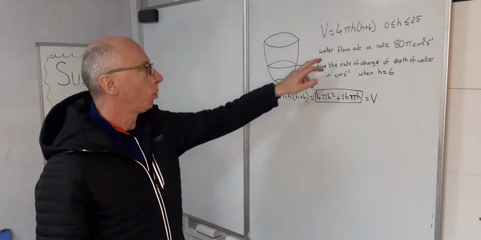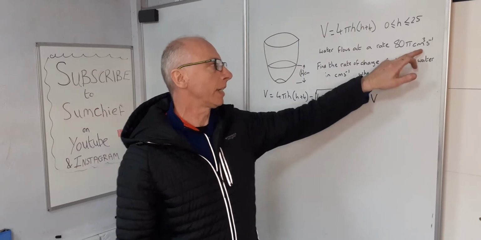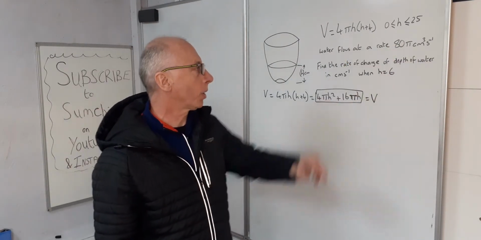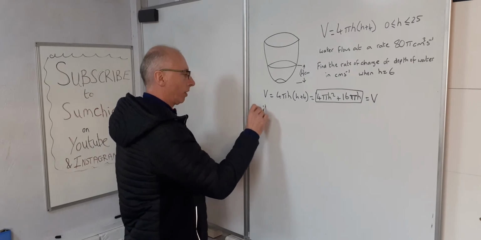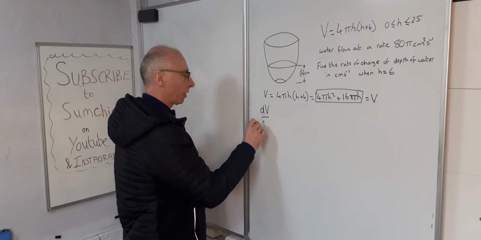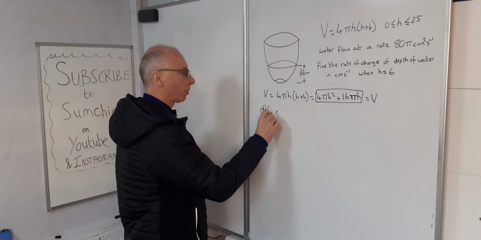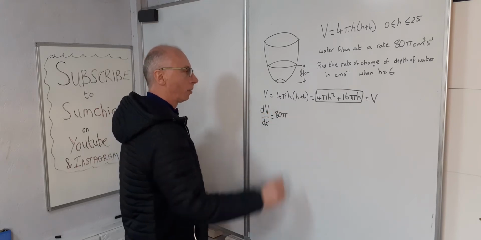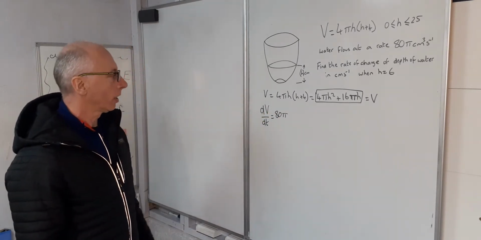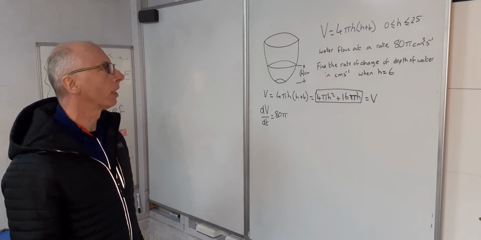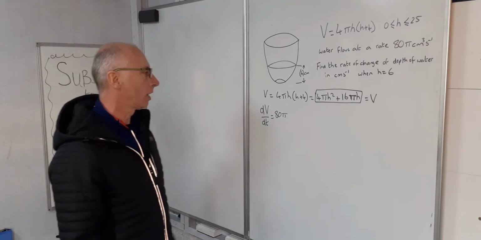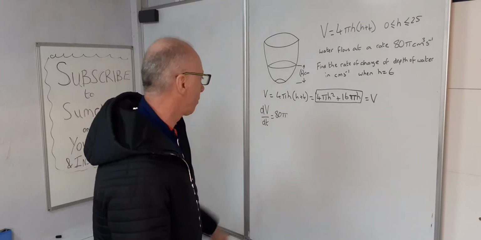Now we've got the water flow rate, which is 80π. So what we can say here now is that the derivative of V with respect to time equals 80π. Okay, so we've got that. So now what we need is a little formula for all the derivatives to put together, and then we can work out how we're going to do it.